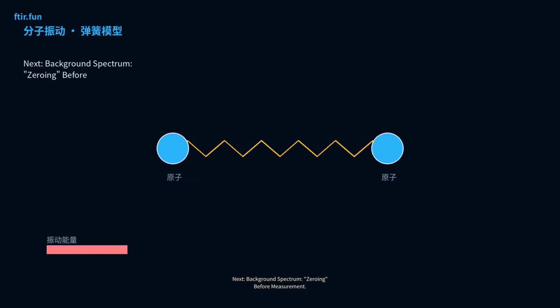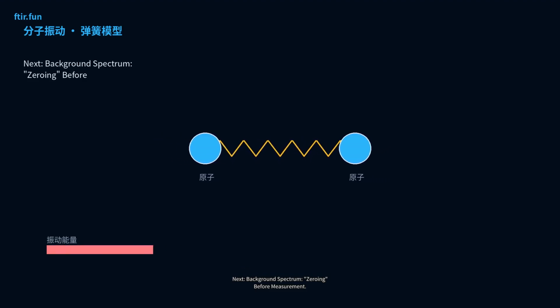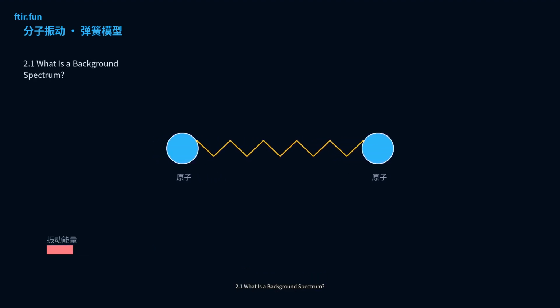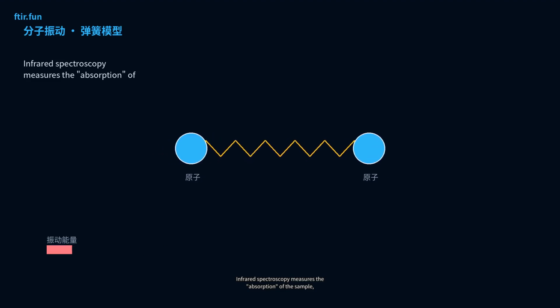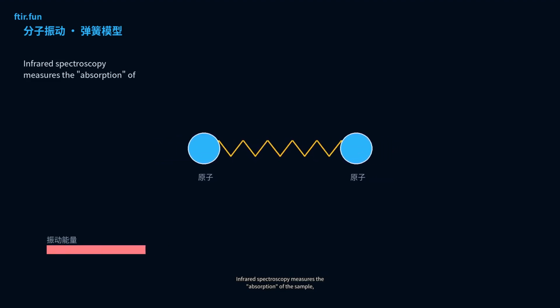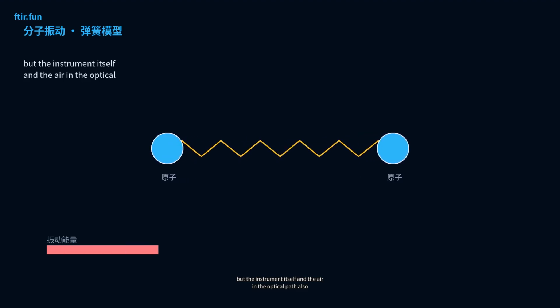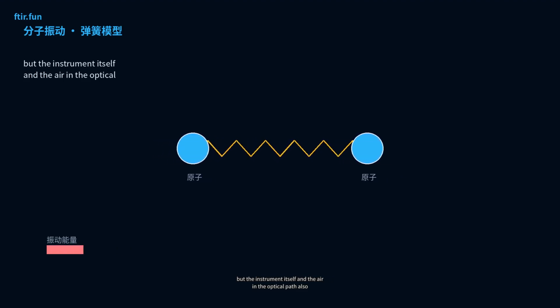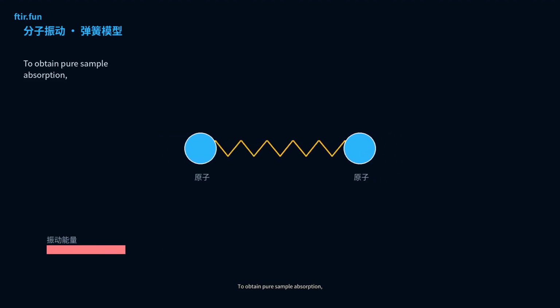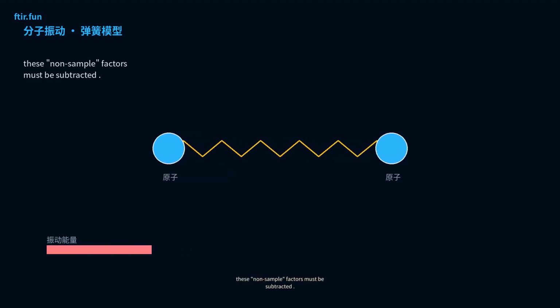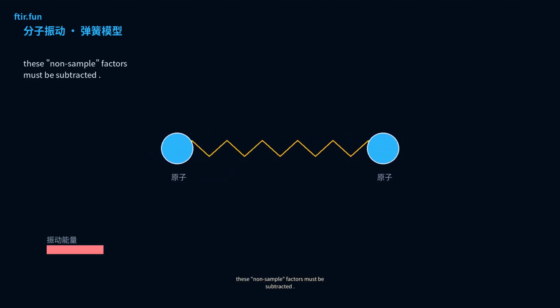Next, background spectrum: zeroing before measurement. 2.1 What is a background spectrum? Infrared spectroscopy measures the absorption of the sample, but the instrument itself and the air in the optical path also absorb light. To obtain pure sample absorption, these non-sample factors must be subtracted.